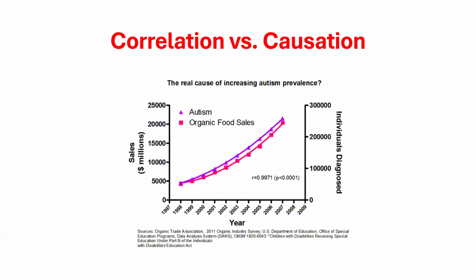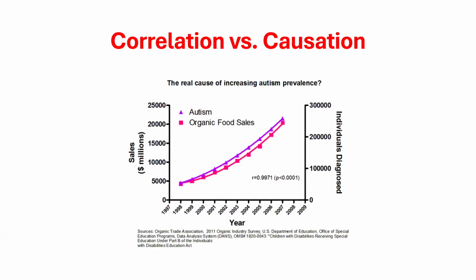So another example, I don't remember where I stole this from. Looks like I got the link down here. But if I look across time, there is a strong positive correlation between organic food sales and autism. Do you think anyone is arguing that organic food sales are causing autism? I'm not aware of anyone making that argument. Why? Well, what do you think is probably correlated with both of these things being higher, right?